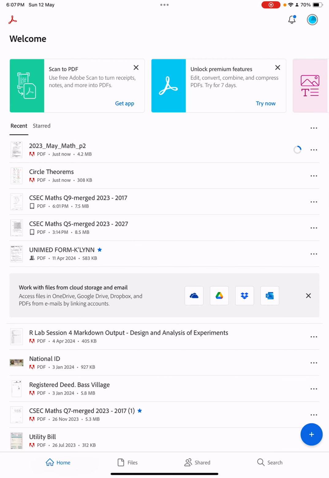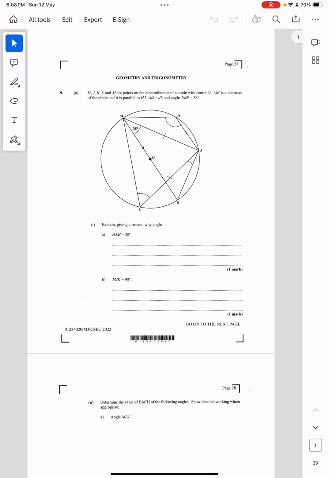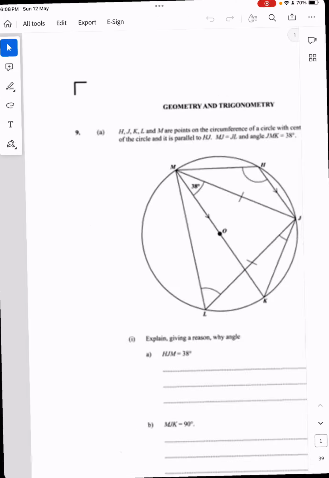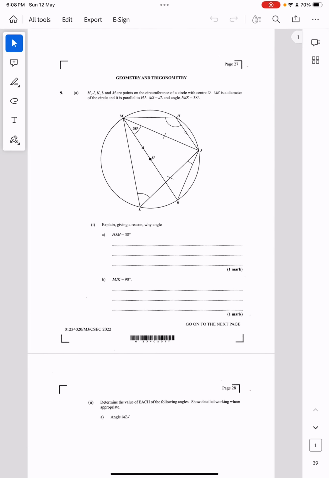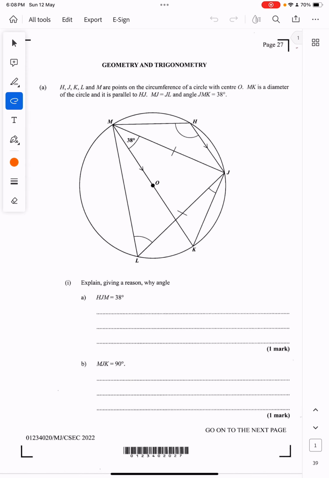So good, let's look at question 9. We're just going to do a couple from the sheet. I'm not going to do all of them. So we're going to start with this one. Reading the question, H, J, K, L, and M are points on the circumference of a circle with center O. MK is the diameter of the circle, and it is parallel to HG.